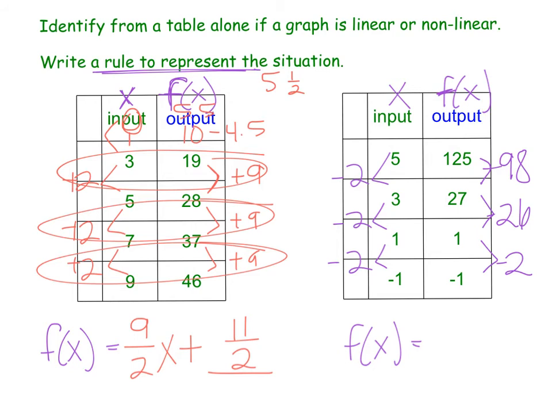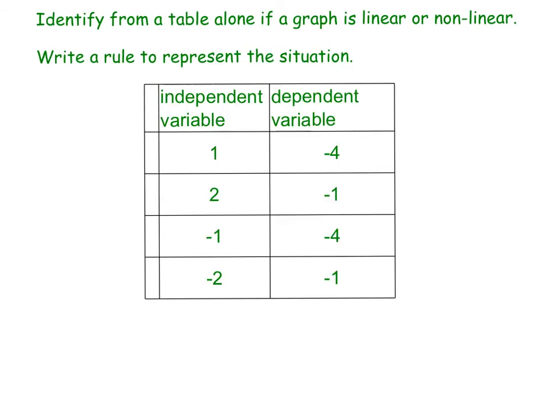And when we look at our rate of change, our input was always going down by 2, but our output was not going down by the same thing. And so we can tell that it's just nonlinear right away. And we are not going to worry about writing the function quite yet. Go ahead and try this one on your own.